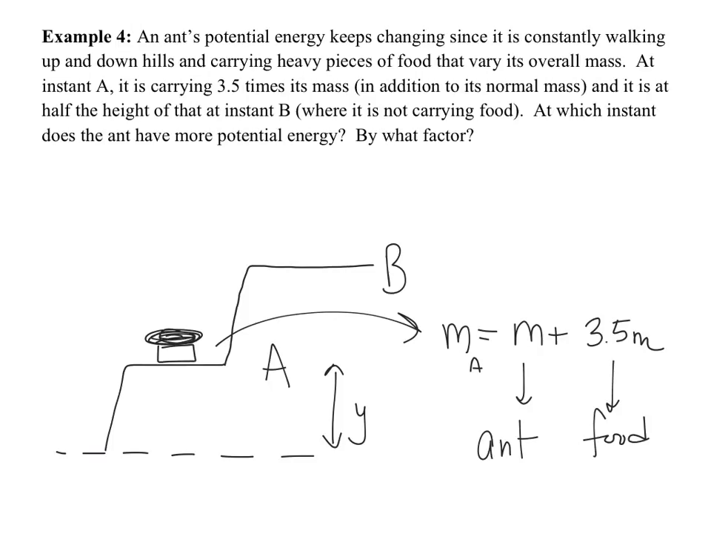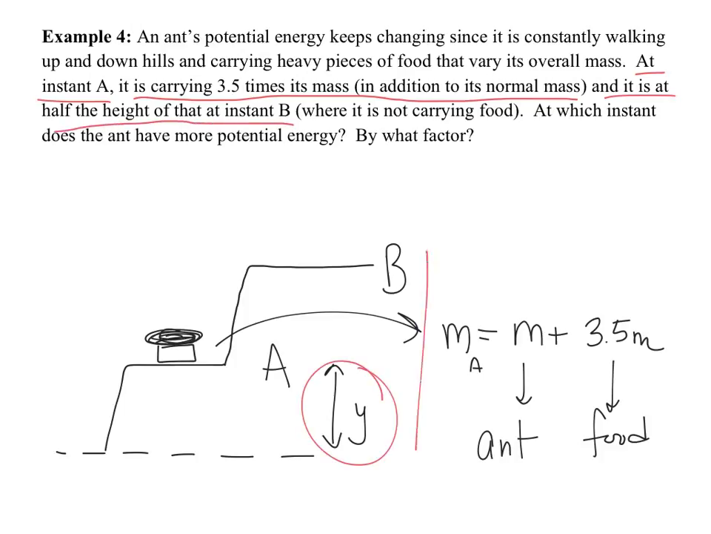It says, ready? At instant A, it's carrying 3.5 times its mass in addition to its normal mass, and it is at half the height of that at instant B. So this is half of the entire height. So what's the entire height? 2y. Yeah, y times 2. The height at instant B is twice that of instant A, so just call it 2y.